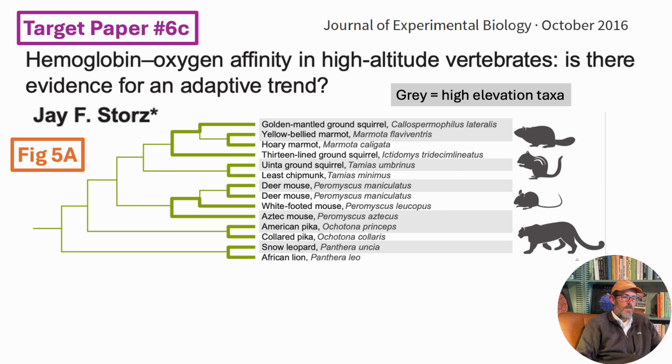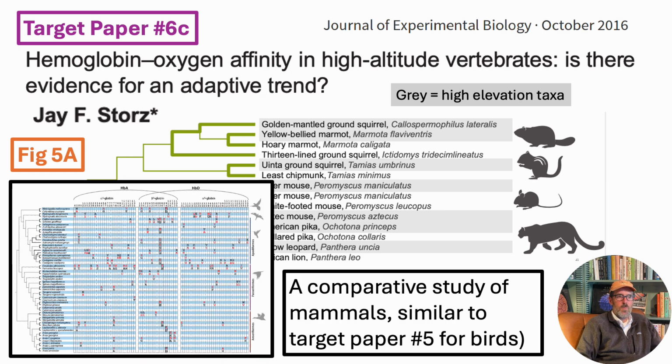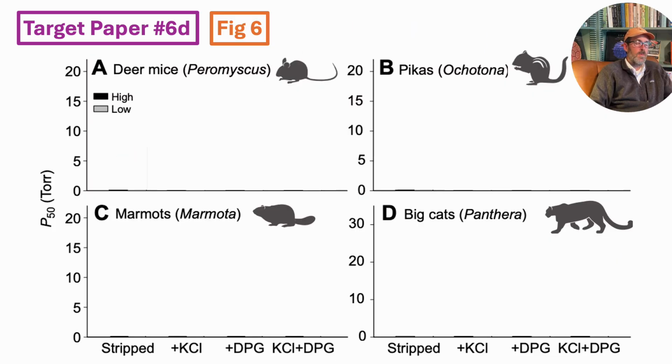So this is the kind of comparative study that I like. It's the reason why I chose the bird paper. This comparative study is very similar to the bird paper, and realize they were published in the same year, 2016. So let's take a look at the results for P50 in deer mice. P50 in deer mice, we just saw a little bit lower in the high elevation mice versus the low elevation mice, but not dramatically different.